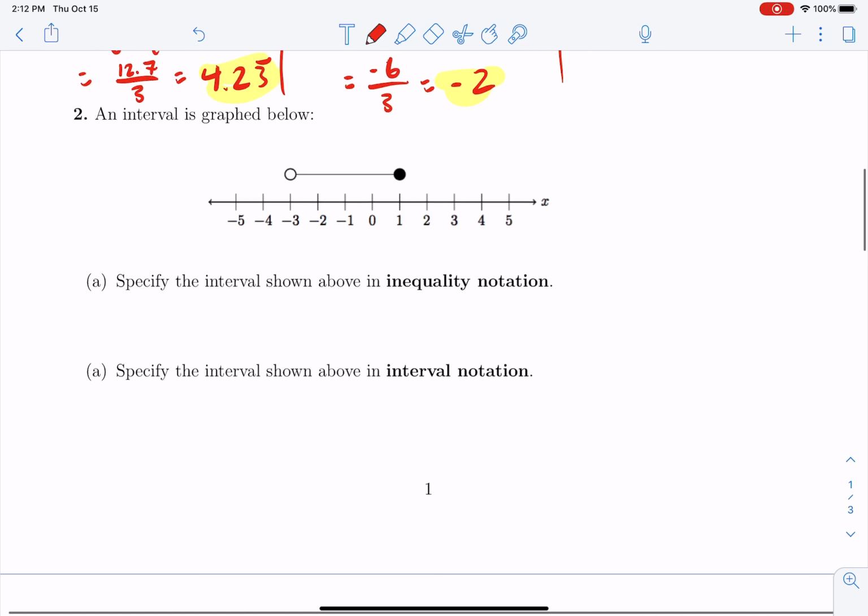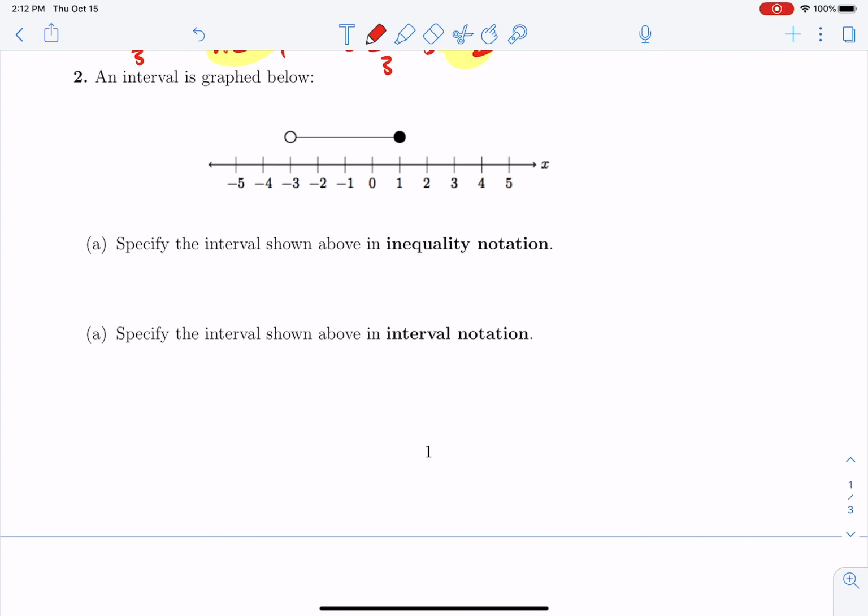Oh, there's another one in the do now. So reviewing interval. An interval is graphed below, and we have this interval with an open circle showing that -3 is not included. And then to 1, which shows that 1 is included because it's a filled in dot.